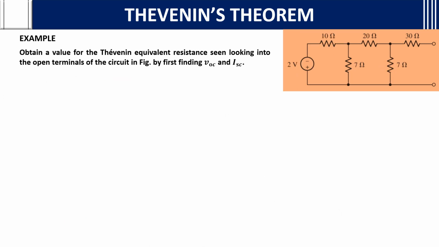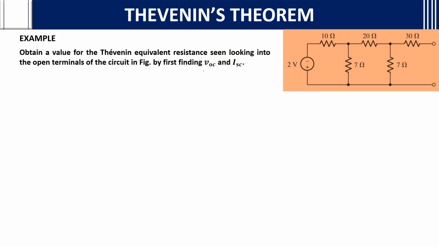Next question. Obtain a value for the Thevenin equivalent resistance seen looking into the open terminals of the circuit in the figure by first finding VOC and ISC. This is similar to the previous question. There we found RTH and ISC and later found VTH. But here they are asking to first find VOC and then ISC, then find RTH.